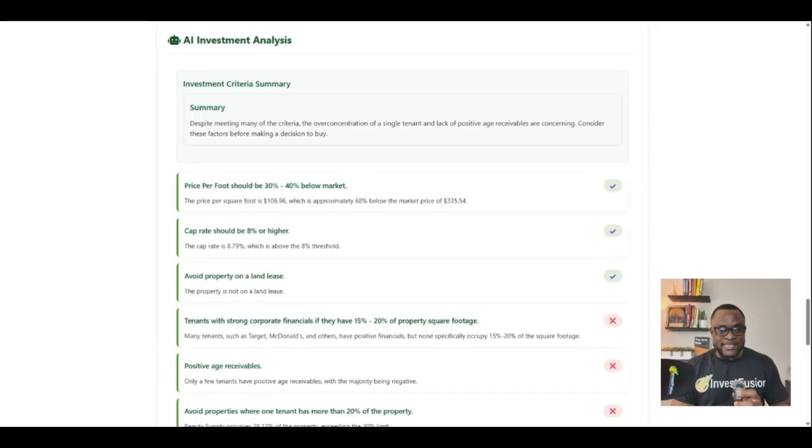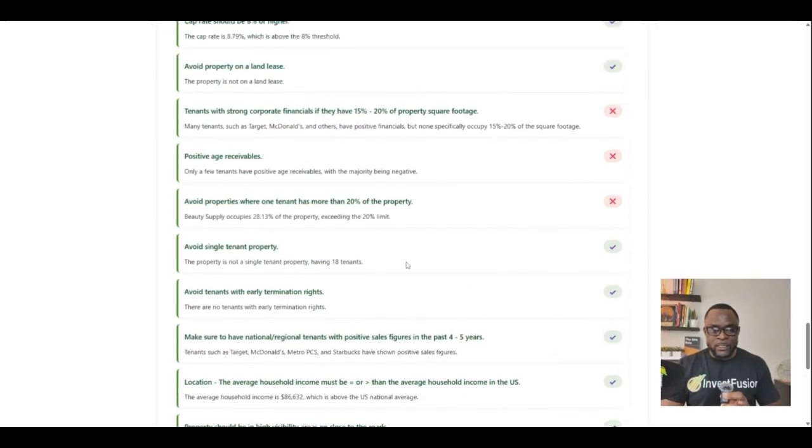Second analysis here is the cap rate. It says the cap rate is about 8.79%, which is above the 8% threshold. And that is amazing as well. Now, the property is not on a land lease, because it identifies properties that are on a land lease and begins to avoid those properties. What else do we have here?